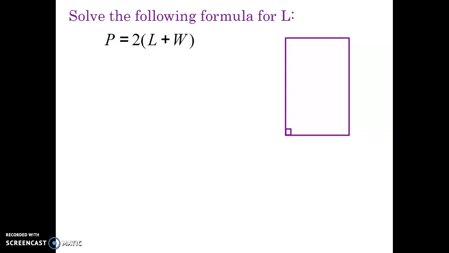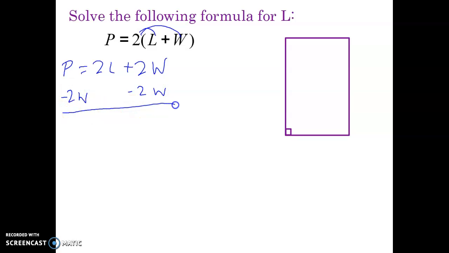The first way, and the way that I would probably recommend, is to distribute the 2. So I would get P equals 2L plus 2W. All right, my goal is to get L by itself. L is the variable that we're focusing on. So I need to move 2W to the other side. Those cancel out. And I can see P and W are not like terms. Those are not the same variable, so I can't actually put them together. I'm just going to write them both on the left-hand side of this equation. So I get P minus 2W equals 2L.